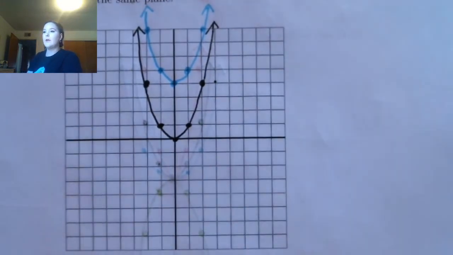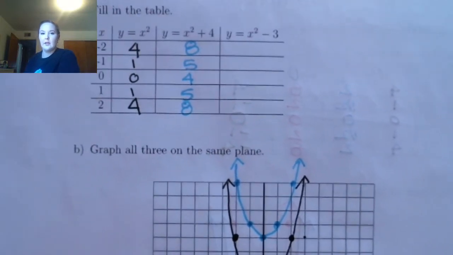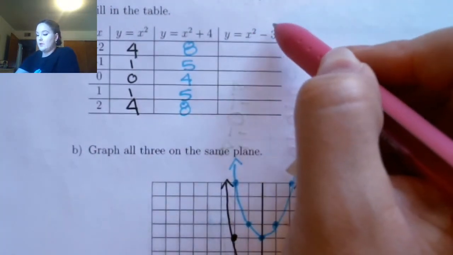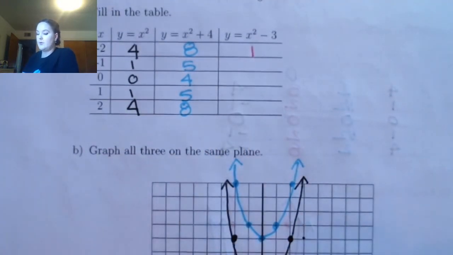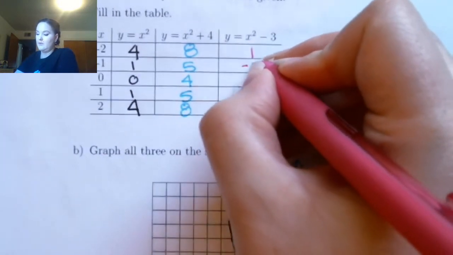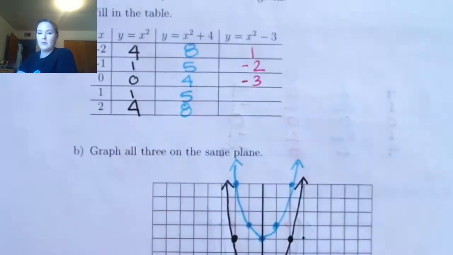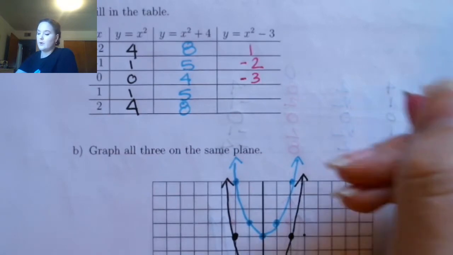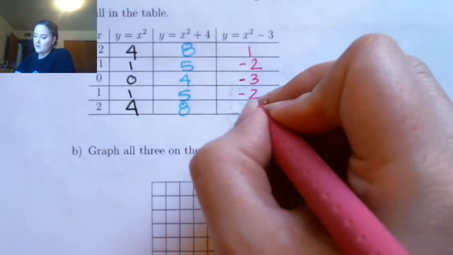All right, and then we're going to look at this last one. So we would have -2 squared is 4, minus 3 is 1. -1 squared is 1, minus 3 is -2. 0 squared is 0, minus 3 is -3. 1 squared is 1, minus 3 is -2. And 2 squared is 4, minus 3 is 1.